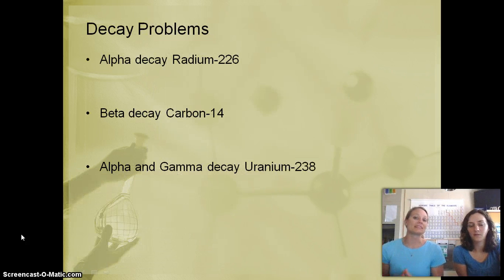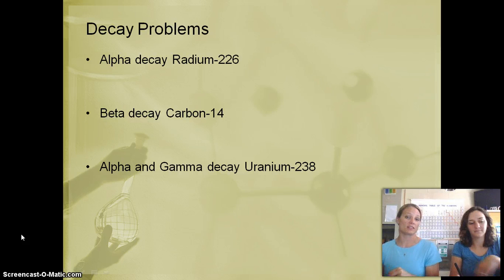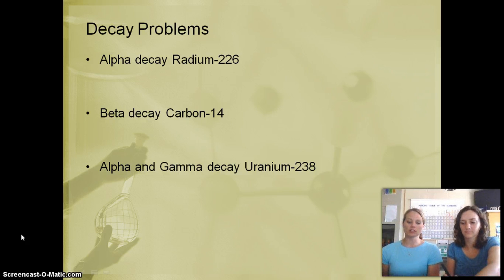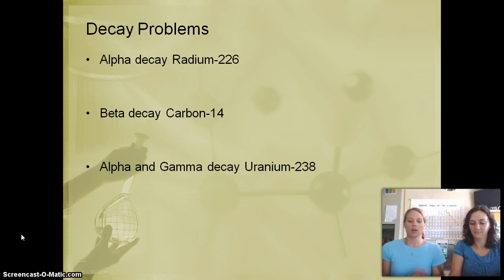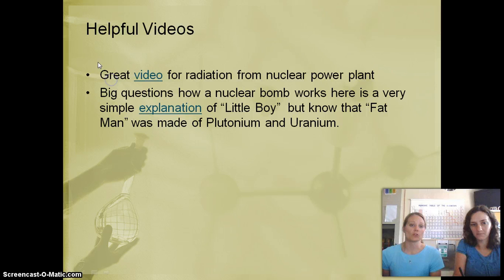So let's do some decay problems. Mrs. Kelly is going to write for us, and we're going to alpha decay radium-226. Now you see radium-226. The 226 is your mass, so you don't need to look on your periodic table for that one. What you need to do is use your full chemical symbol.